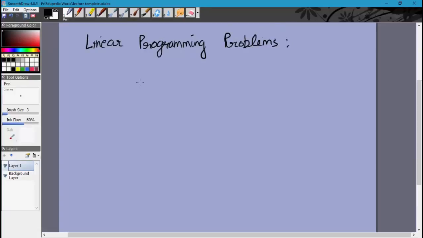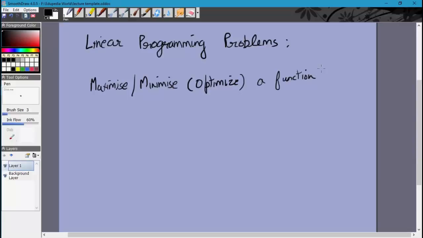So it's a problem in which you have to maximize or minimize, sometimes often called optimize. So we have to maximize or minimize a function. Now you can maximize or minimize functions by differentiation, but that's for one variable. This is a function of many variables subject to some constraint.